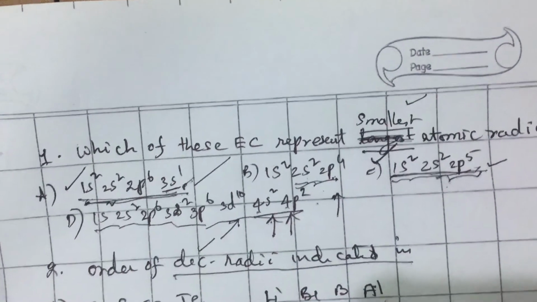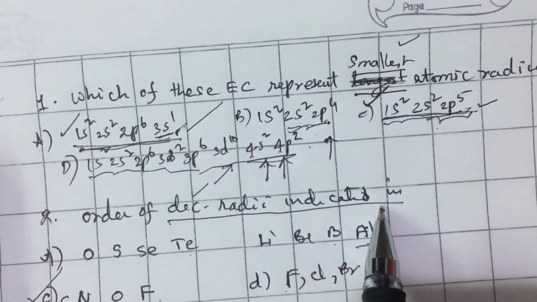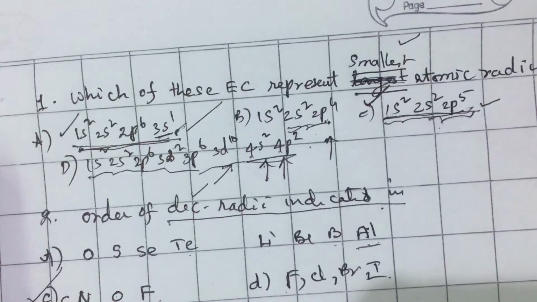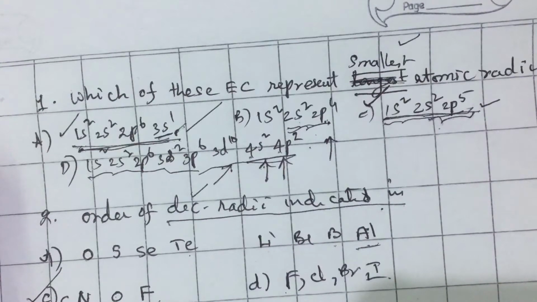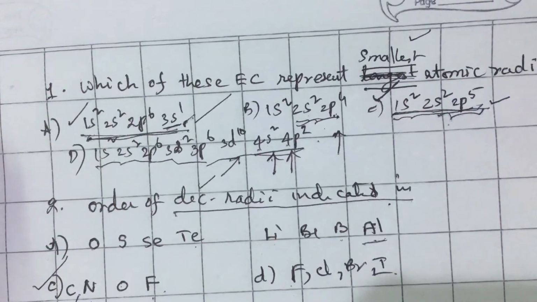Okay. Order of decreasing radii indicated. Generally, the radii will decrease across a period. Radii can also decrease if it is a positive ion. More positive the ion, the smaller the size. Always remember, positive people are humble and simple, they look small. Negative people are proud, they look big. More negative charge, the bigger the size.